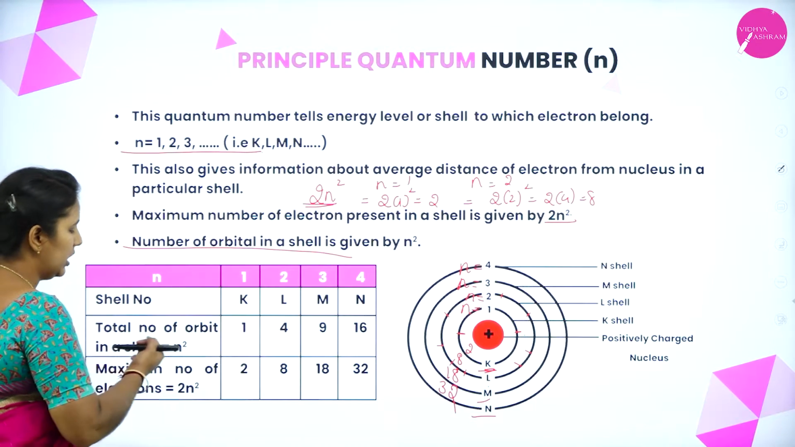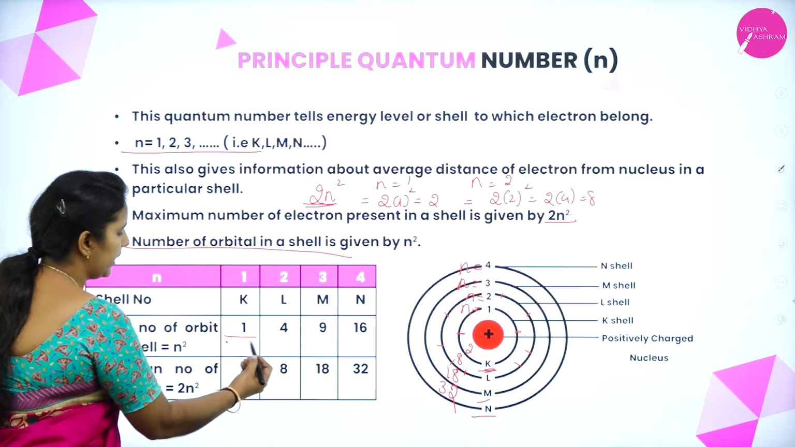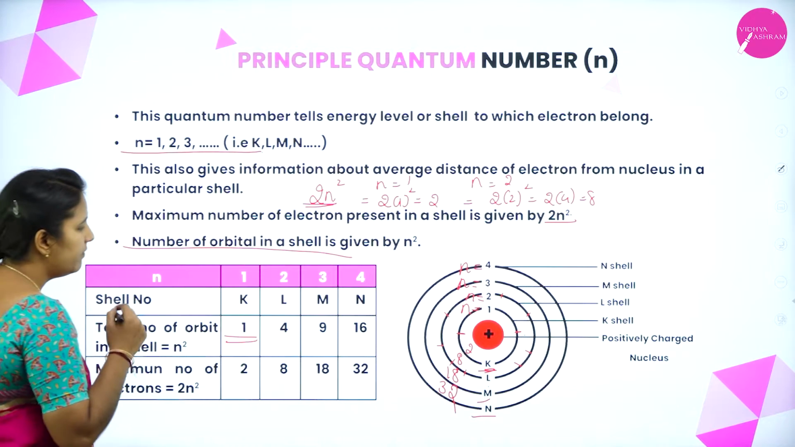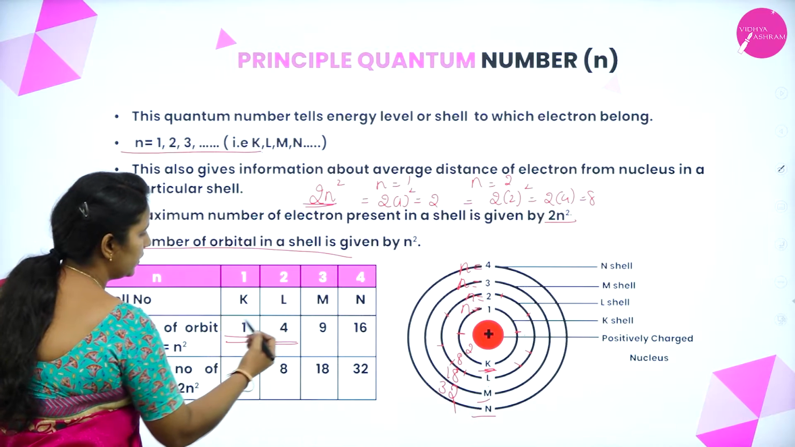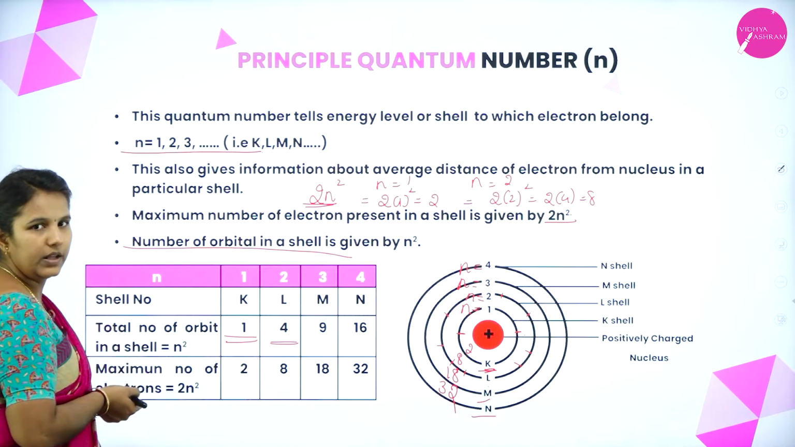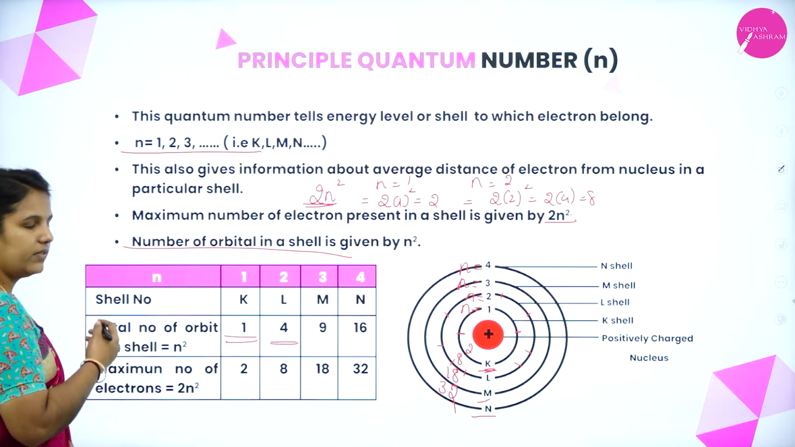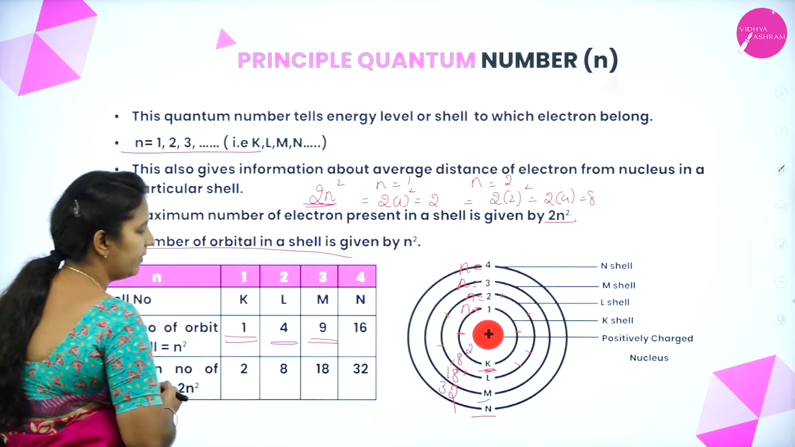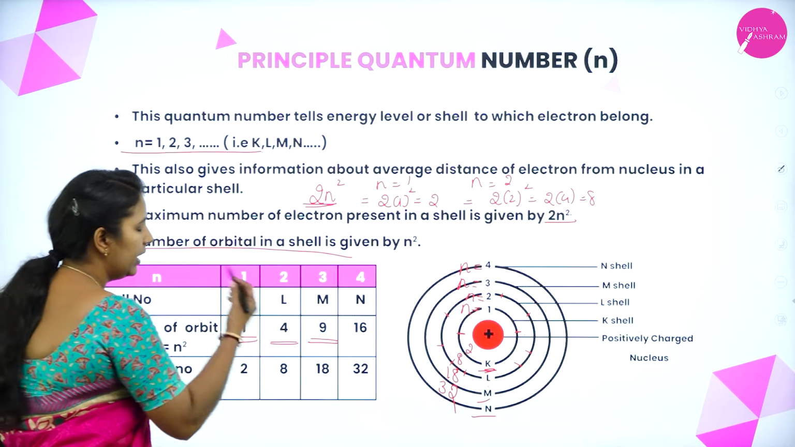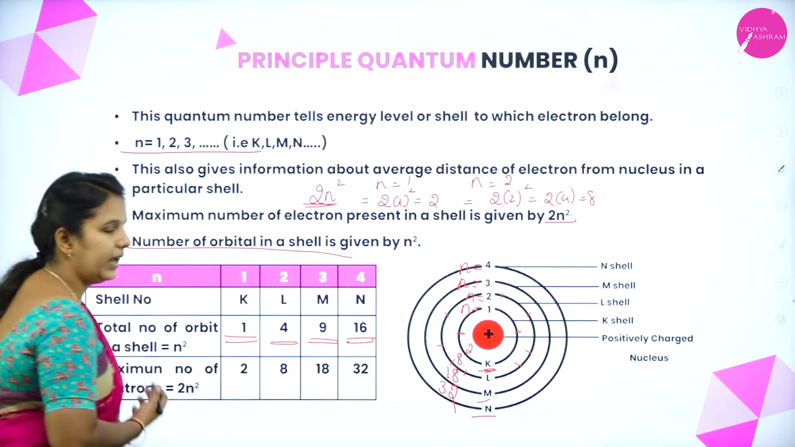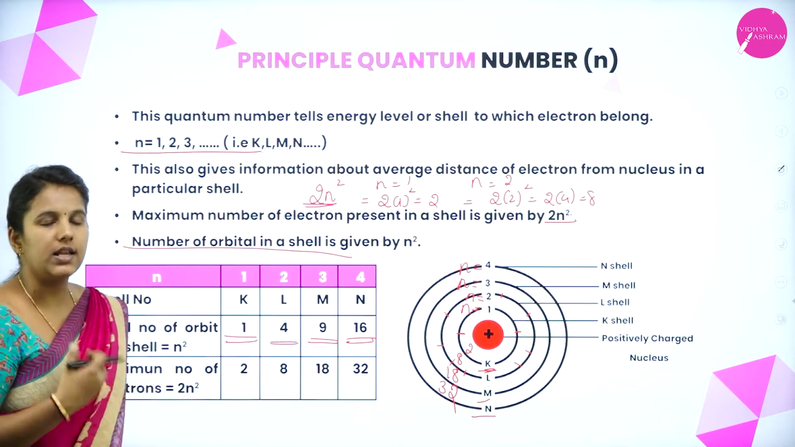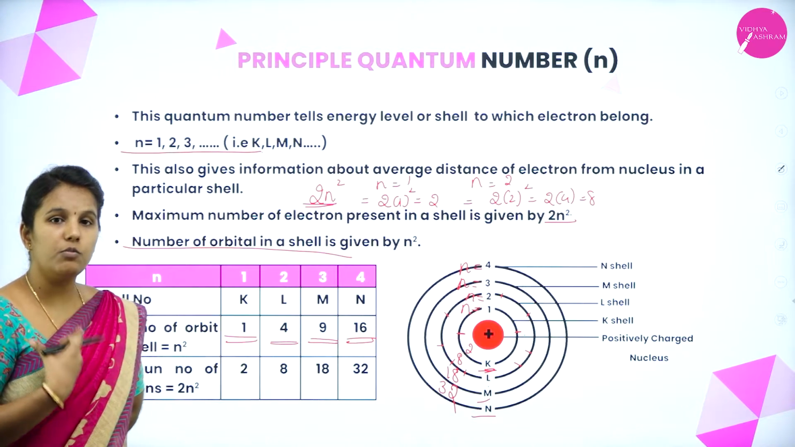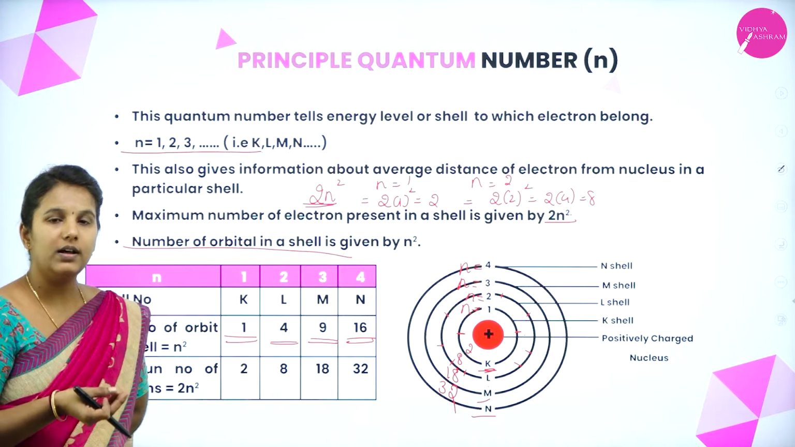Suppose n is equal to 1, then it belongs to the K shell, which consists of only one orbital. If n is equal to 2, then it becomes 4, that is, the L shell has 4 orbitals. Similarly, the M shell has 9 orbitals, and when n is equal to 4, the N shell has 16 orbitals. By this, we can clearly understand more about the shells and the orbitals.